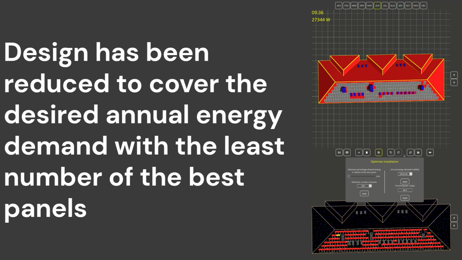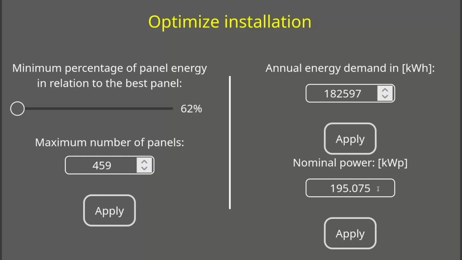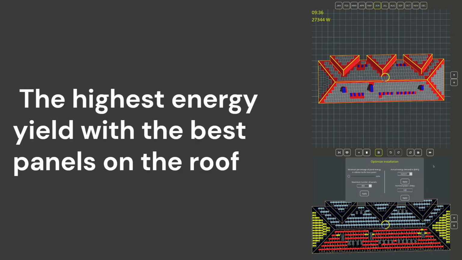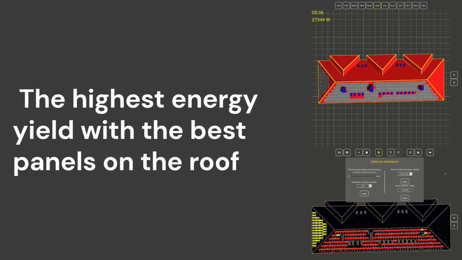with the highest efficiency. The nominal power of the installation can also be reduced to meet local regulatory requirements like those set by the electricity grid operator. Here we limit the nominal power to 105 kilowatt peak. This time the set nominal power will produce the highest energy yield with the best panels on the roof.